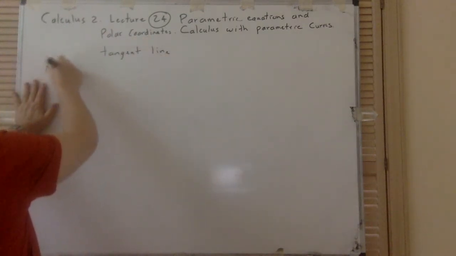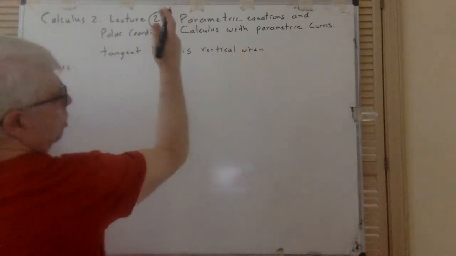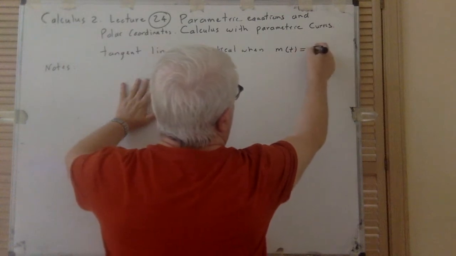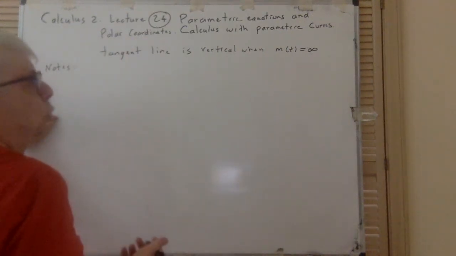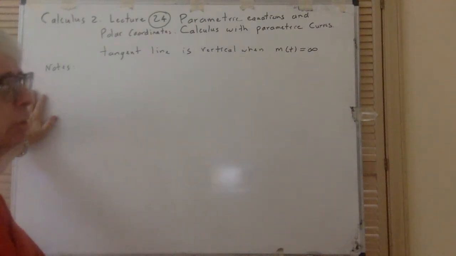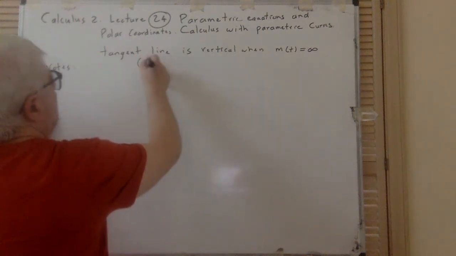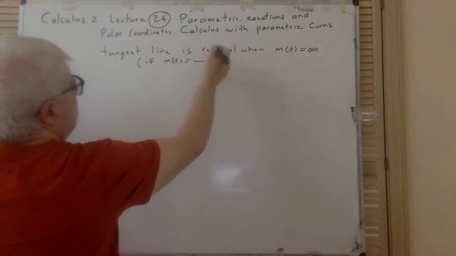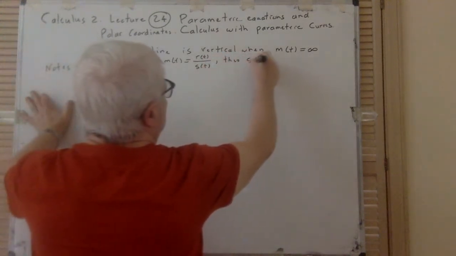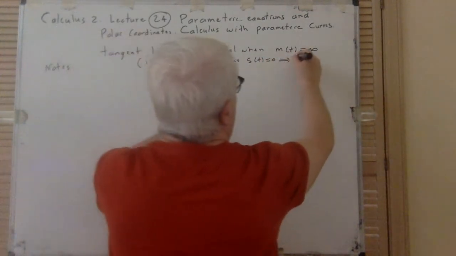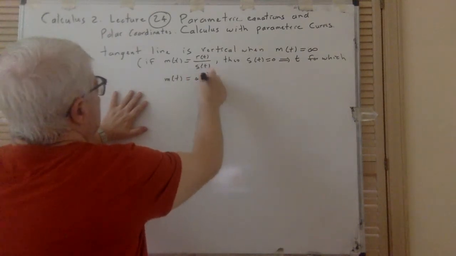So these are notes. The tangent line is vertical when m of t is infinite, or plus or minus infinite. So you have to see whether m(t) has a denominator. If m(t) has a denominator, then the denominator equal to 0 will give you t. So we can say if m(t) is a function, say r(t) divided by s(t), then s(t) equal to 0 gives t for which m(t) is infinite, and it can be plus or minus.